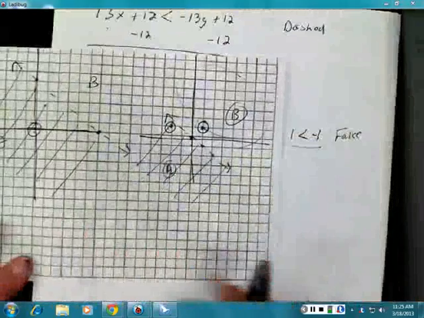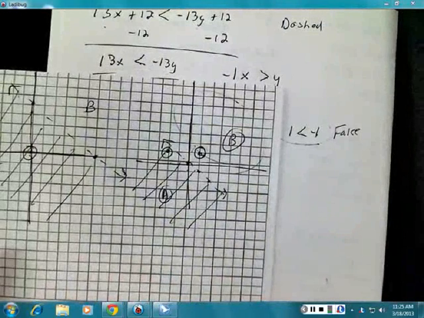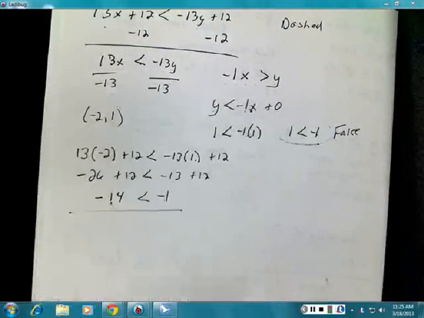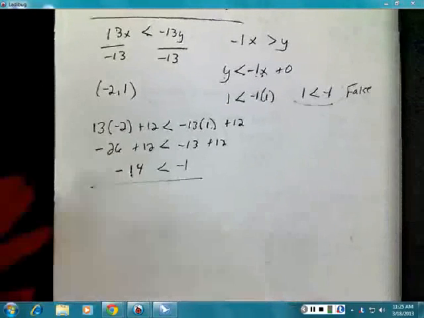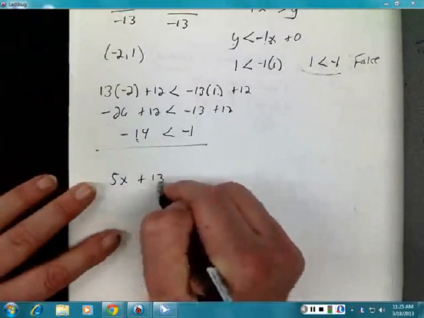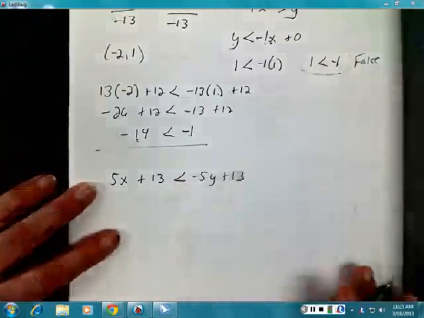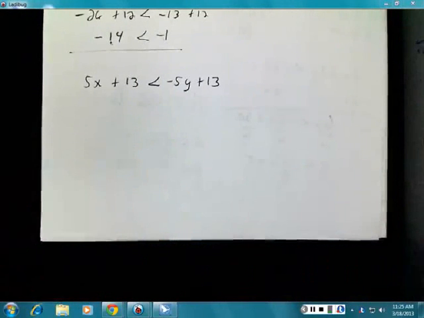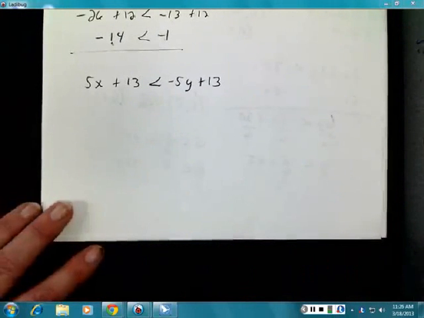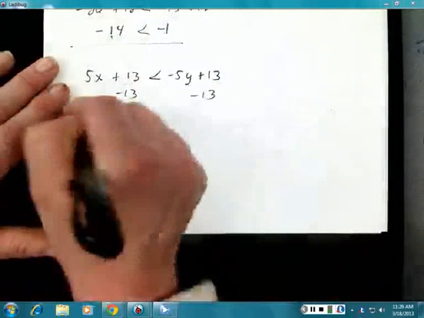That's another way to look at it: you pick something within this shaded part and see if it makes it true. If it makes it work for that one, you've shaded correctly. Okay? Let's do another one. How about this one? 5x plus 13 is less than a -5y plus 13. Kind of like the last one we did. Maybe we don't want to do that one because it's going to be the same type of situation. Well, we'll still finish it.